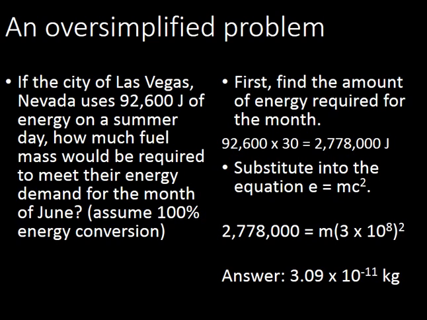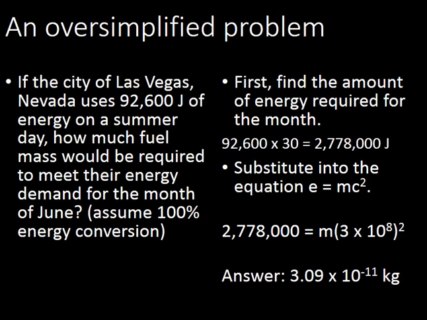How much fuel mass would be required to meet the city of Las Vegas's energy demand for the month of June, for one summer month? Well, first we would need to find the amount of energy required for that month. If it's 92,600 joules a day, we multiply that times 30, because there are 30 days in June, which gives us 2,778,000 joules of energy used in that month.